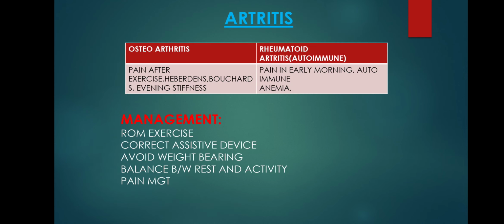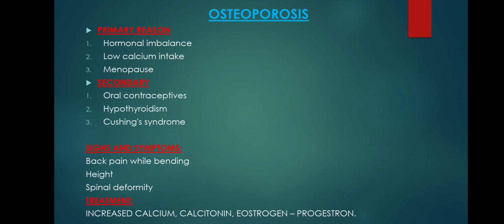Arthritis: osteoarthritis and rheumatoid arthritis. Osteoarthritis, the pain will be after exercise, with hardness and Bouchard's nodes. Evening stiffness will be noted. Rheumatoid arthritis, the patient will be having early morning pain, it is an autoimmune disorder and the patient can even have anemia. Management: range of motion exercise, correct assistive devices, avoiding weight bearing, balance between rest and activity, and pain management.